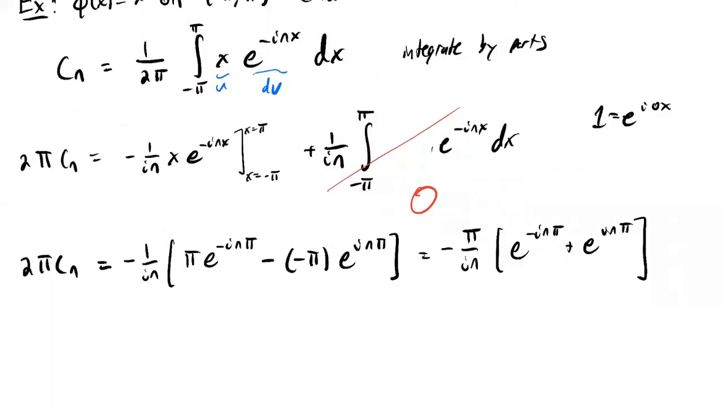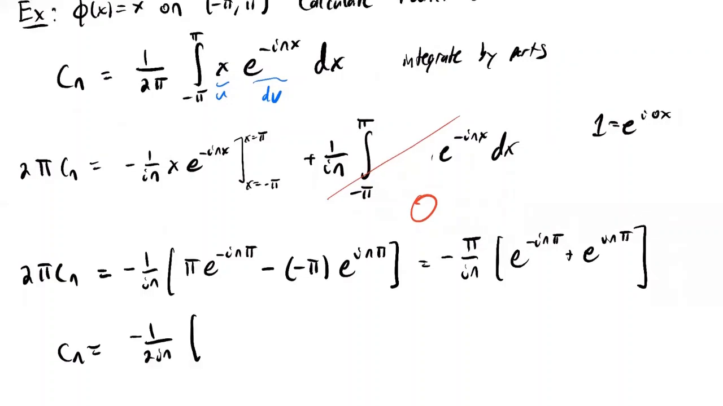Right, and then if you wanted to, you could use the de Moivre formula to combine this further. In particular, I have Cn, now let me divide by the 2 pi, is equal to minus 1 over 2in. And then remember, e to the i n theta plus e to the minus i n theta is going to be equal to 2 times cosine of n theta. And so this is equal to minus 1 over 2in times 2 cosine of n pi.